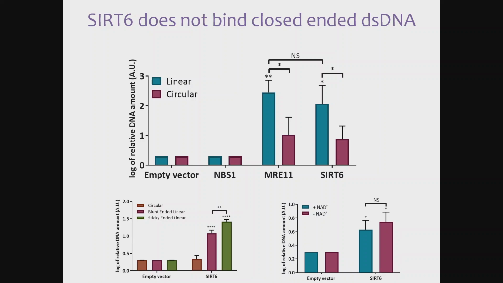And we can have a little bit more binding when the DNA is in sticky ends, because maybe it's already breathing to separate and bind each one of them. And it's NAD independent, that this is the cofactor of SIRT6 for deacetylation, for the epigenetic modification. So this allows us to understand that SIRT6 really binds broken DNA.